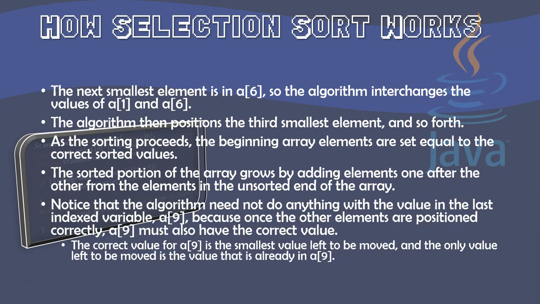You also notice that the algorithm does not necessarily need to do anything with the value in the last index variable A of 9, because once the other elements are positioned correctly, A of 9 has to have the correct value too, because all the other ones have already been shifted around. The correct value for A of 9 is the smallest value left to be moved, and the only value left to be moved is the value that's already in A of 9.